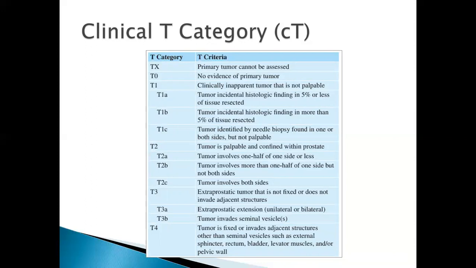So this is the clinical, and TX is primary tumor cannot be assessed, okay? As long as a DRE is performed, you should be able to assign the clinical category, all right? T0 means there's no evidence of a primary tumor, all right? This would only happen if the patient had a prostatectomy and there was no cancer identified, but the patient had positive lymph nodes, okay, or positive distant mets, okay?